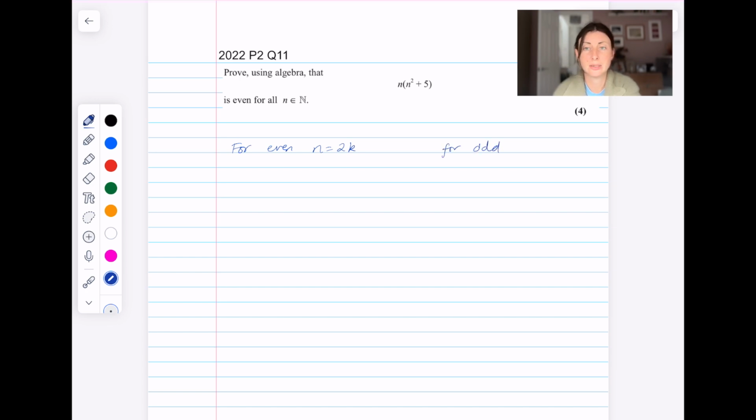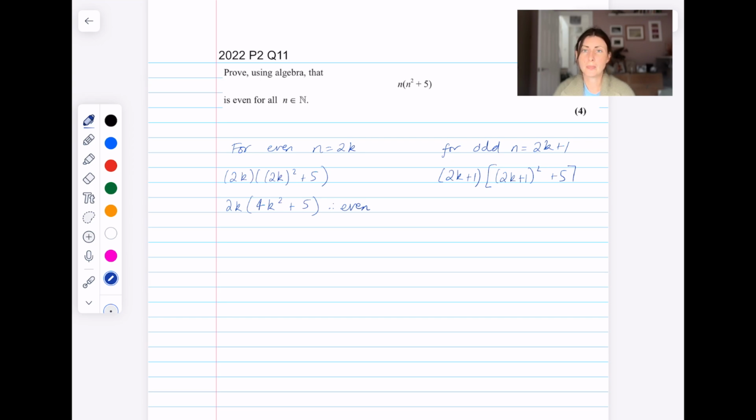You can use any letter. It doesn't have to be k. K is the one that we usually use. And so sub in 2k, and we're checking to see if we get an even result. Expand, and you'll notice that without even expanding fully, I've got a 2 outside of the bracket. So therefore that will be even. So if at any point you can factorise a 2 out of the whole expression, then you've got an even number. Moving on to the odds.